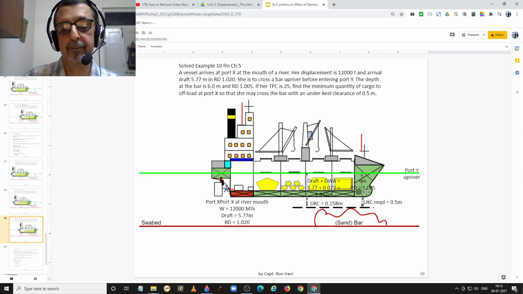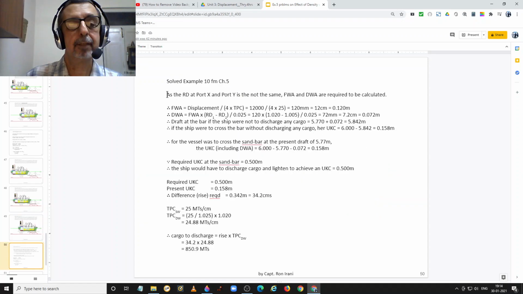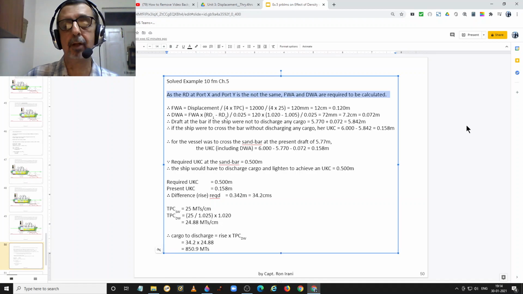Let us see the solution on the next slide now. As the relative density at port X and port Y is not the same, freshwater allowance and dock water allowance are required to be calculated. Therefore, freshwater allowance equals displacement divided by 4 times the TPC. Displacement is 12,000 divided by 4 times 25, equal to 120 millimeters, equal to 12 centimeters, equal to 0.120 meters. Dock water allowance is equal to freshwater allowance multiplied by the difference of the two relative densities divided by 0.025. When we put in all the values, we get dock water allowance equal to 72 millimeters or 7.2 centimeters or 0.072 meters.